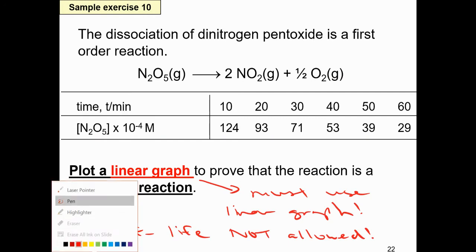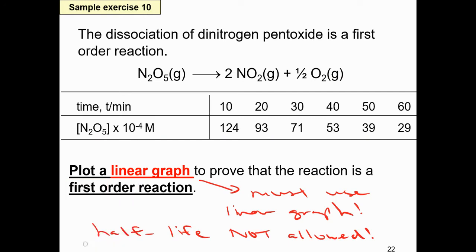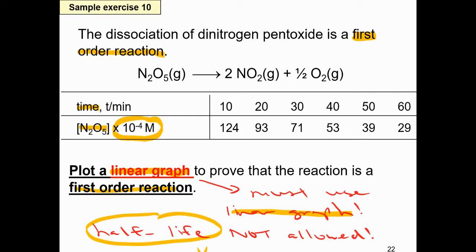First of all, let's look at the question. The dissociation of dinitrogen pentoxide, it tells you already, is a first order reaction. Then it gives you time and concentration. When you plot the graph, be careful, it's 10 times 10 to the power of -4. Next, the requirement is to plot a linear graph to prove that the reaction is a first order reaction. So you must use a linear graph. Don't use half-life. If you use concentration versus time, it is incorrect.